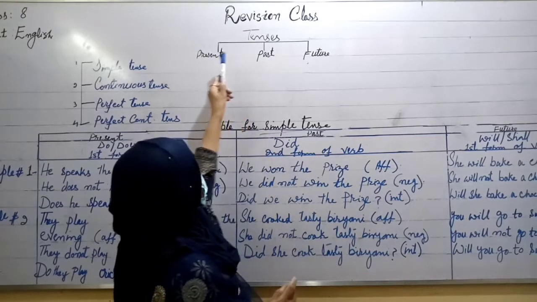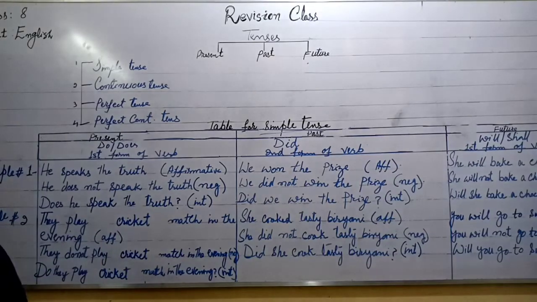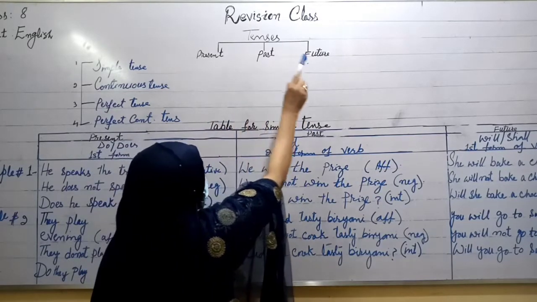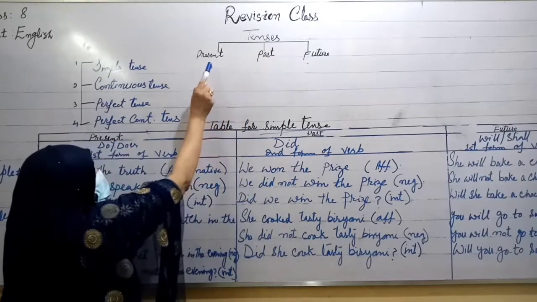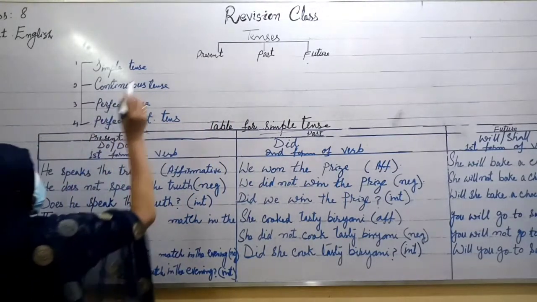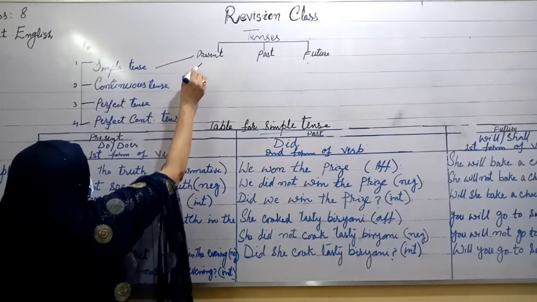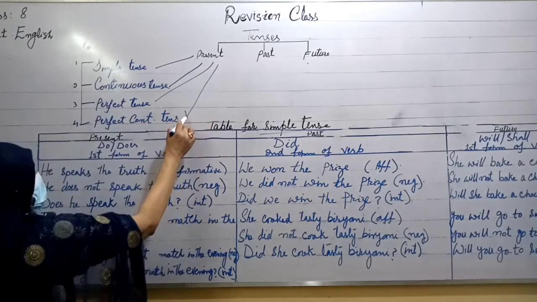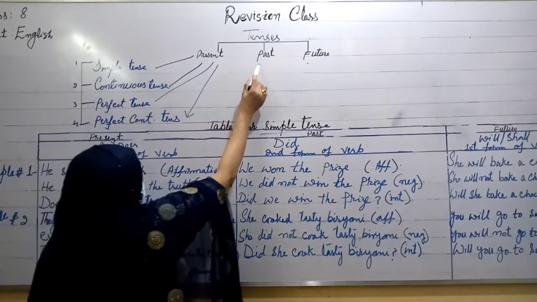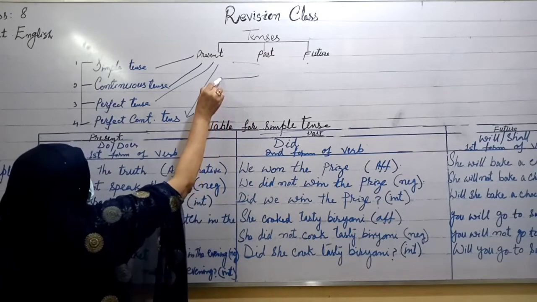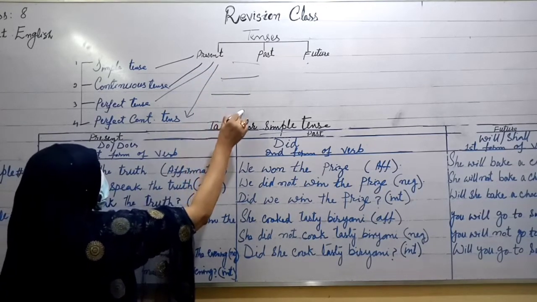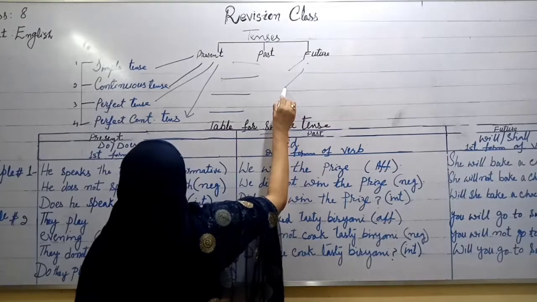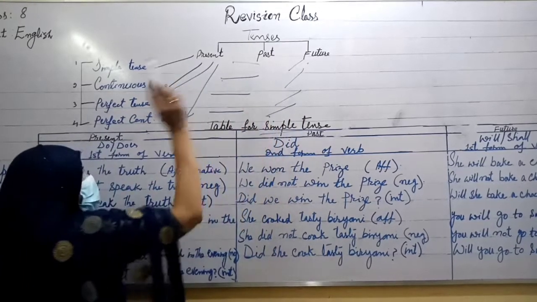And in this, we will revise simple tense. As you know, beta, there are basically three types of tense: present tense, past tense and future tense. And each tense is further divided into four categories: present simple, present continuous, present perfect and present perfect continuous. Same for past: past simple, past continuous, past perfect, past perfect continuous. And same for future: future simple, future continuous, future perfect and future perfect continuous.